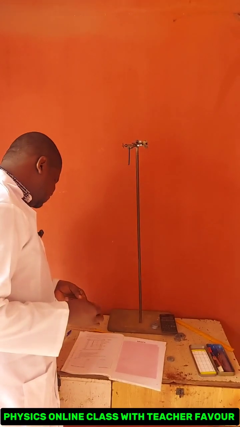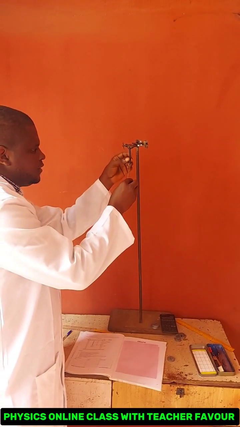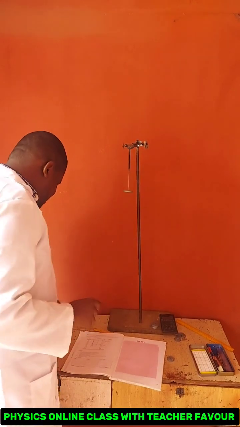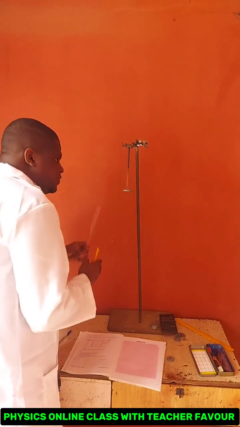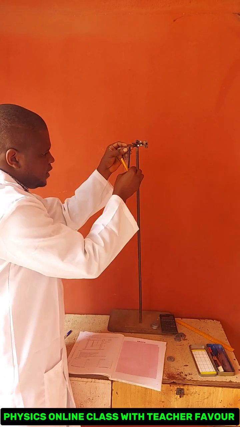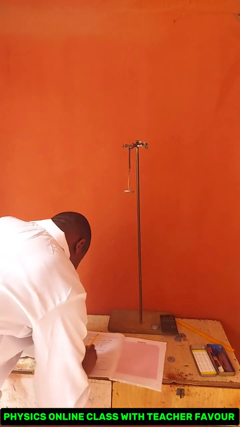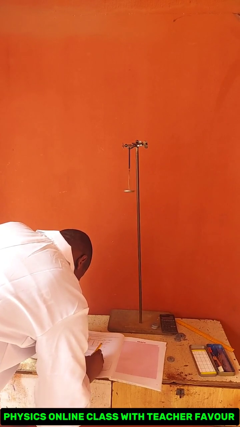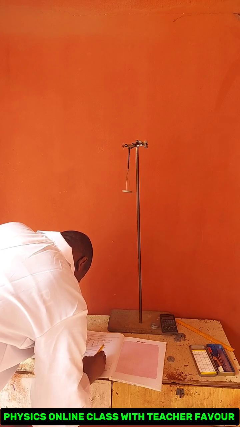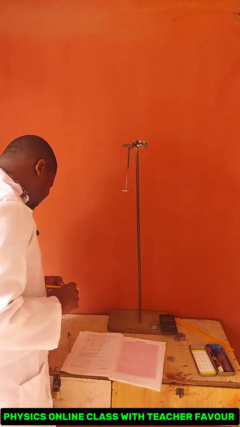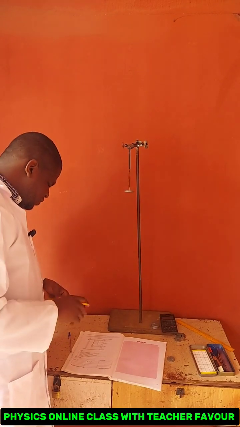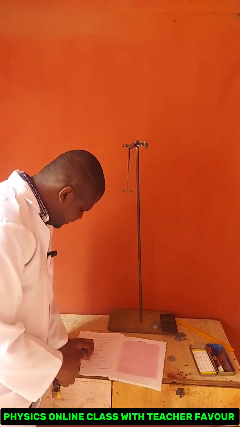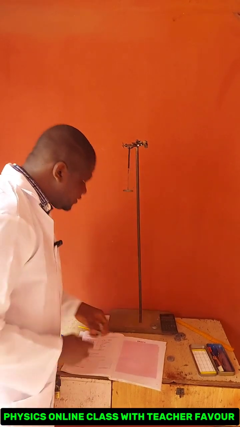The next instruction says place a mass of 50 grams on the hanger. Read and record the new length of the spring. So I'll hang this here. I'll measure its new length, 8.20. So I'll write 50.00. So here will be 8.20. Repeat the procedure for four other values of mass: 100, 150, 200, and 250.